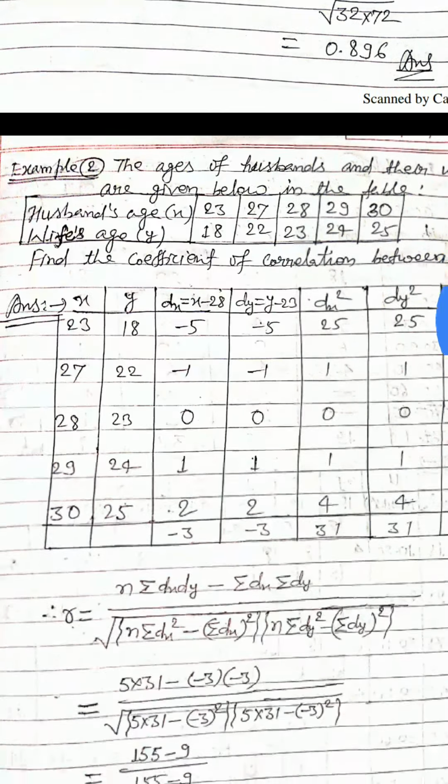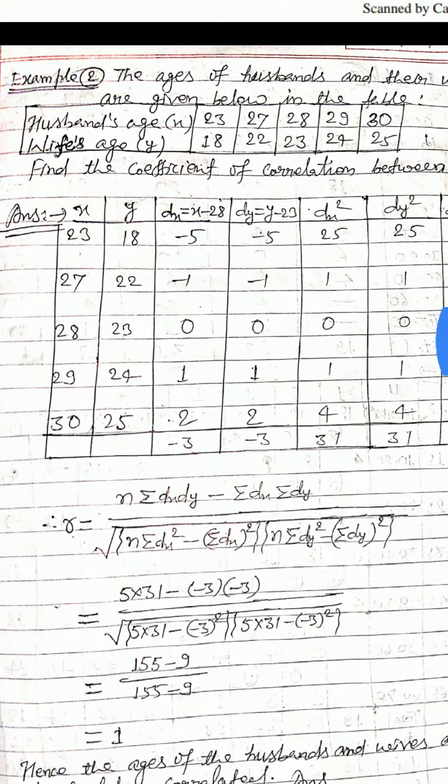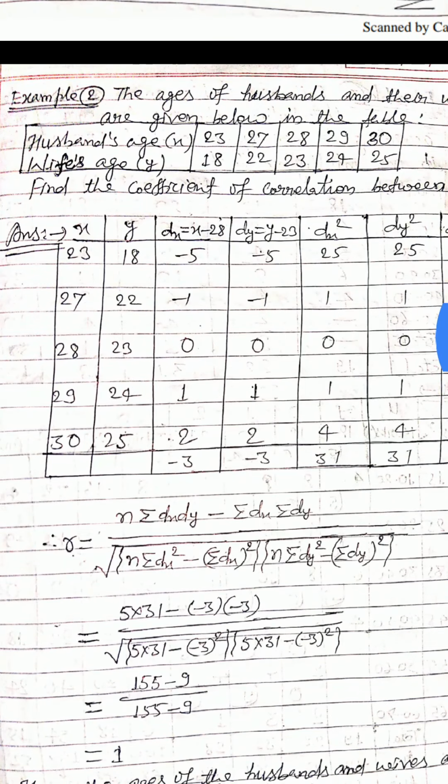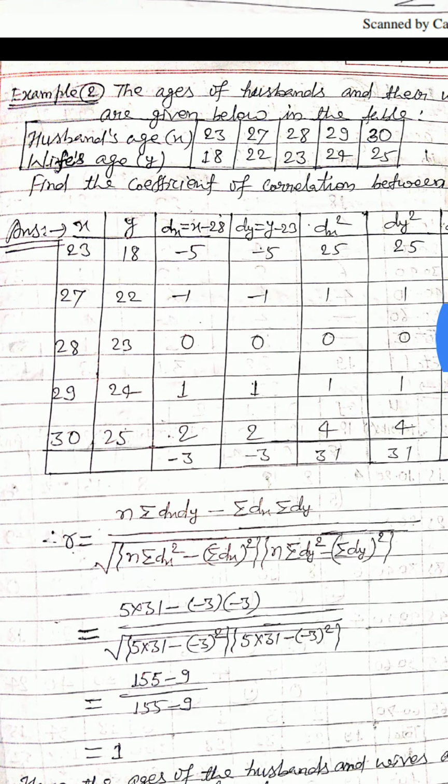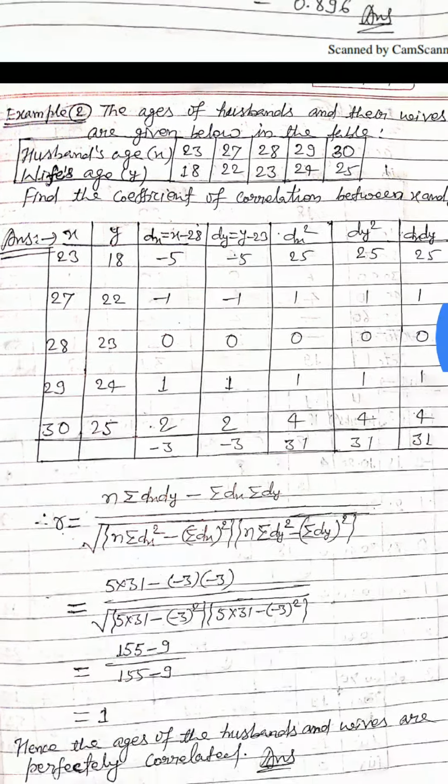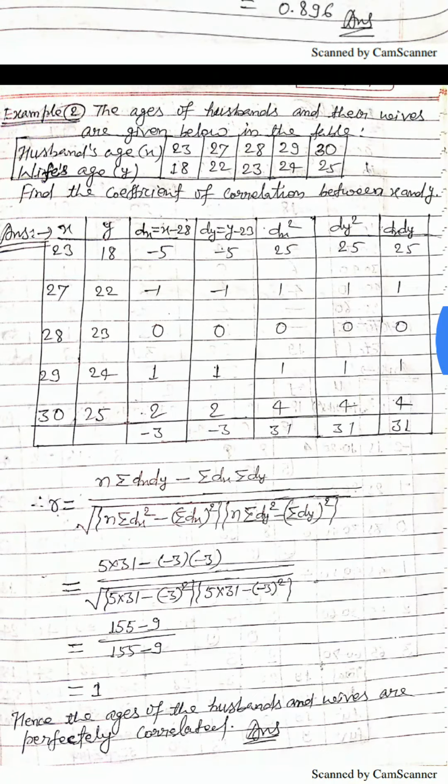Okay, so now we move to the second question. The second is also a similar one. The ages of husbands and their wives are given below in the table. So you have the ages of husbands and the ages of wives. There are 5 entries, so n is equal to 5 here.